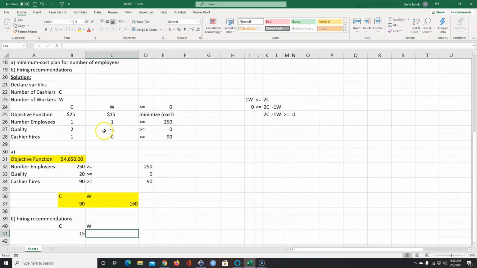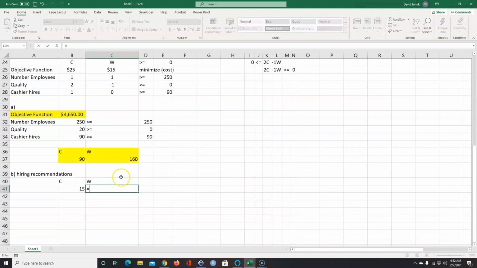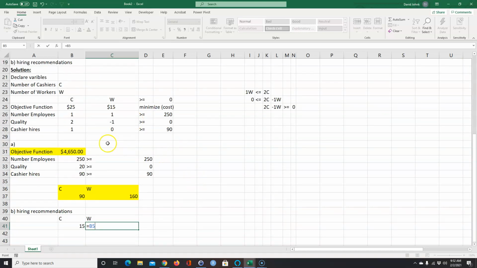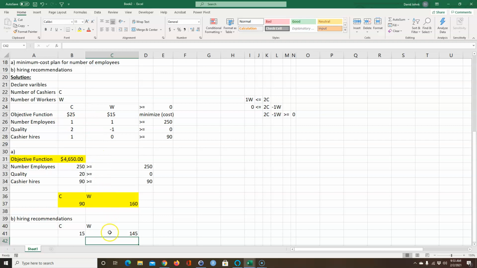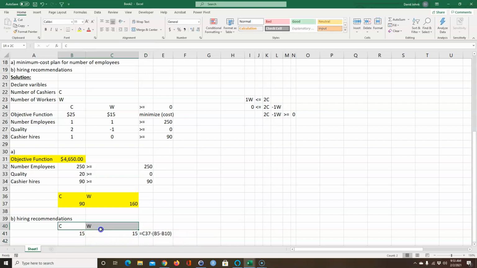The number of workers we need, well, we need 160. We started out with 175. So I would go equals, well, I need 160. I started out with 175. And then I lost 10. So I'm going to go minus 10. Here I lost 30. So I'm going to end up with 145. So I need 160. So I'm going to take 160 minus that. So I need 15. Okay, so that's my answer to the number of workers I need.